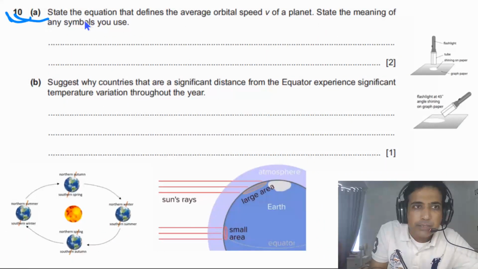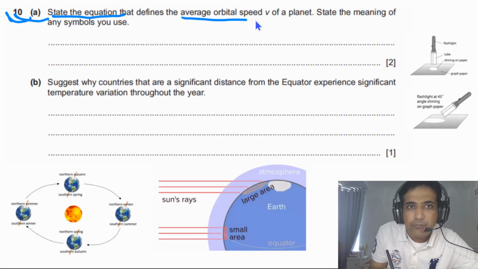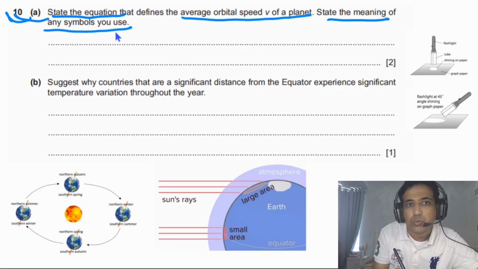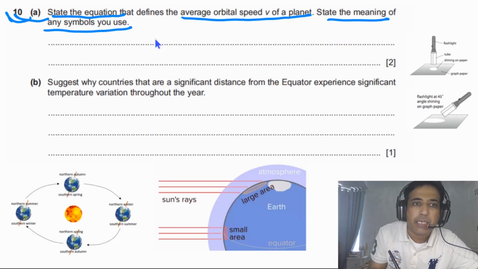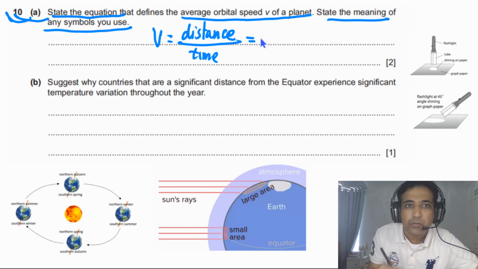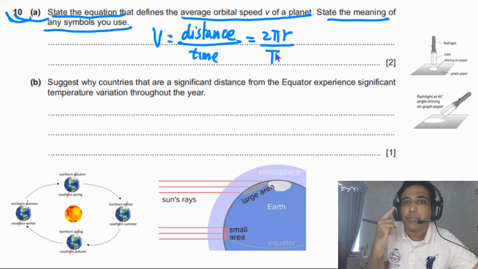Question 10 part A says, state the equation that defines the average orbital speed of a planet. State the meaning of any symbols you use. Orbital speed is equal to the distance traveled by the planet in one rotation divided by time taken. The distance traveled in one cycle is equal to the circumference of the circle, divided by the time period, the time taken to complete one cycle.